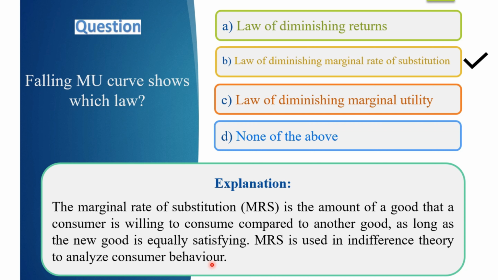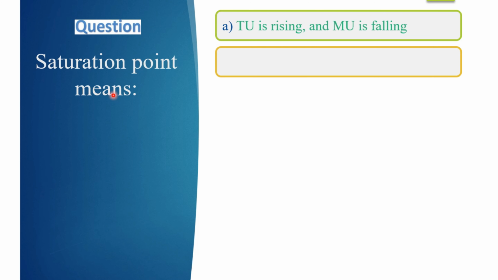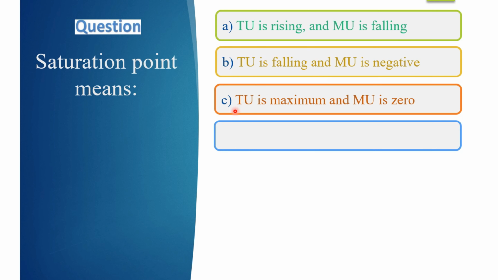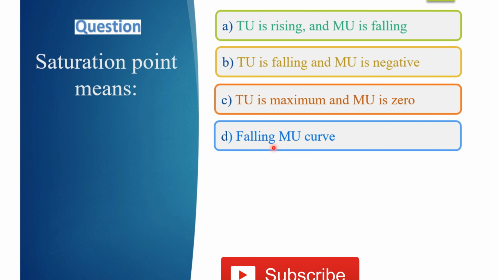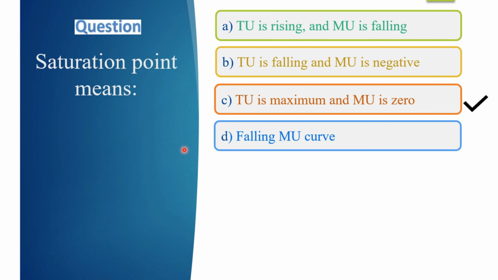Our next question is from a very important and very interesting topic, that is saturation. And saturation point means what? Option number 1, when TU is rising and MU is falling, means total utility is rising and marginal utility is falling. Option number 2, TU is falling or MU is negative. Option number 3, TU is maximum and MU is 0. Option number 4, falling MU curve. And the correct answer for this question is TU is maximum and MU is 0.